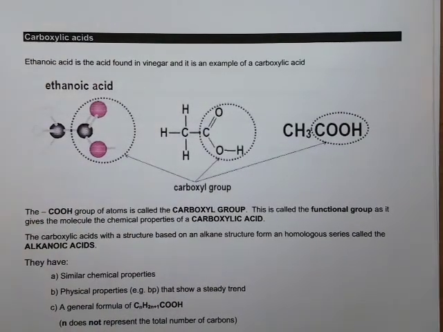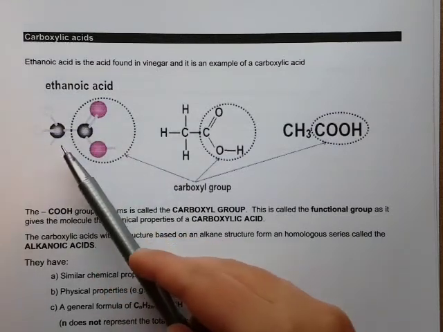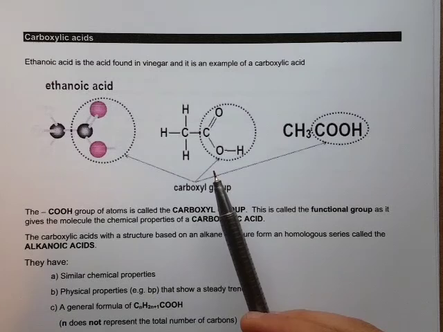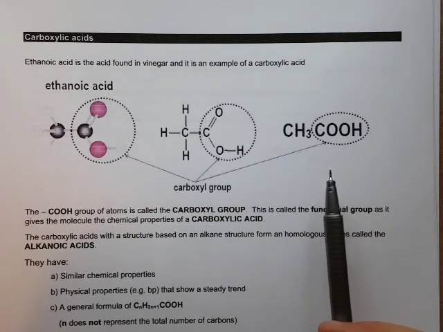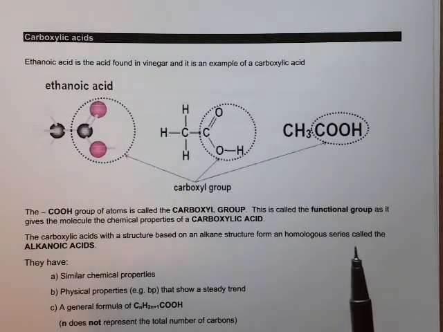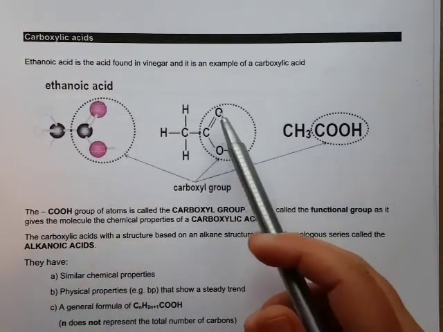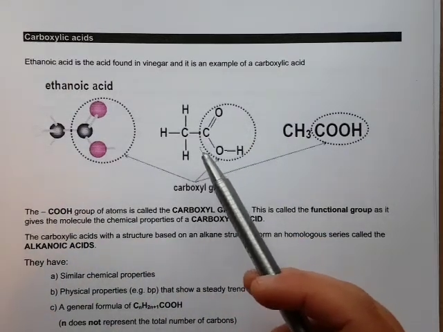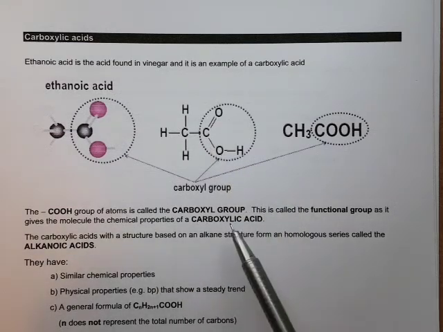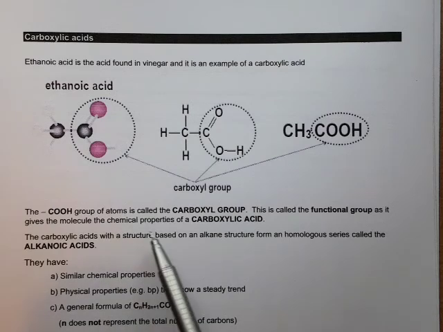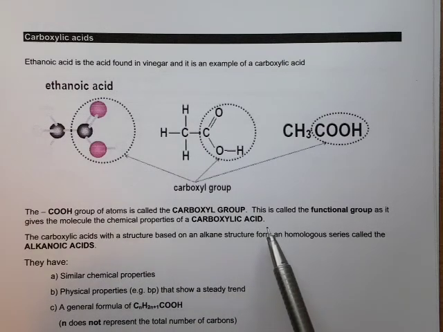And we've got what we call a ball and stick representation of the structure of ethanoic acid on the left here. Then in the middle we've got the full structural formula, and on the right hand side we've got the shortened structural formula. So you might remember the COOH group. So this group here, and it includes the carbon atom. This is known as the carboxyl group, and this is the functional group as it gives the molecule the chemical properties of a carboxylic acid.